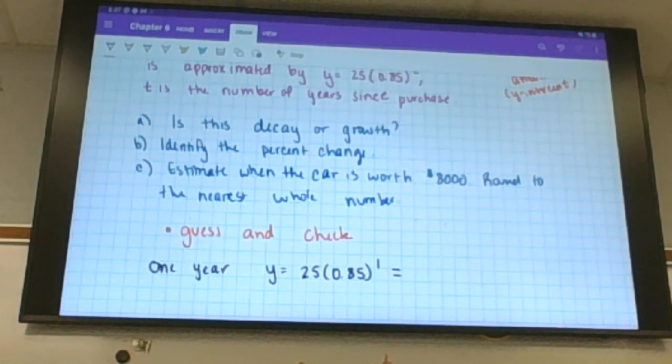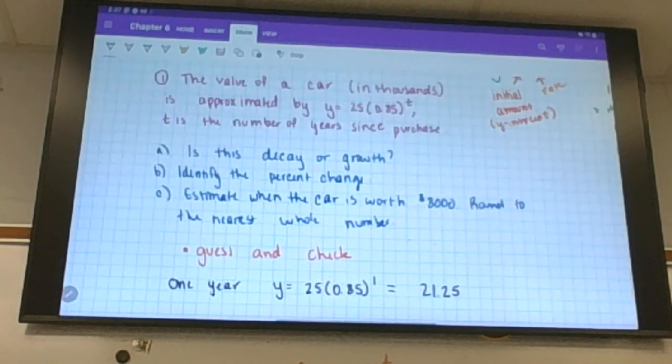Yes, because the car isn't worth as much. So I got 21.25, but this is because it's in thousands, so I would go 3 places over, and it's 21,250. So if you go to trade in your $25,000 car 1 year later, this would mean it's only worth 21,000 because you use it for a whole year.